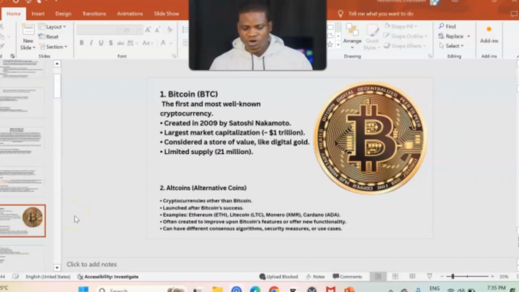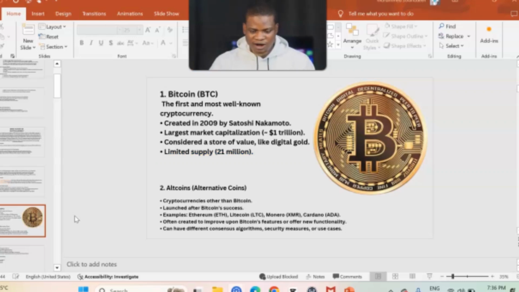Now let's talk about Bitcoin and some other cryptocurrencies. The first cryptocurrency that was created was Bitcoin. It's the first and the most well-known cryptocurrency all across the world. It was created in 2009 by Satoshi Nakamoto, and it has the largest market capitalization, over $1 trillion. Bitcoin is considered a store of value, like digital gold, and it has a limited supply of 21 million Bitcoin, like I said earlier on.